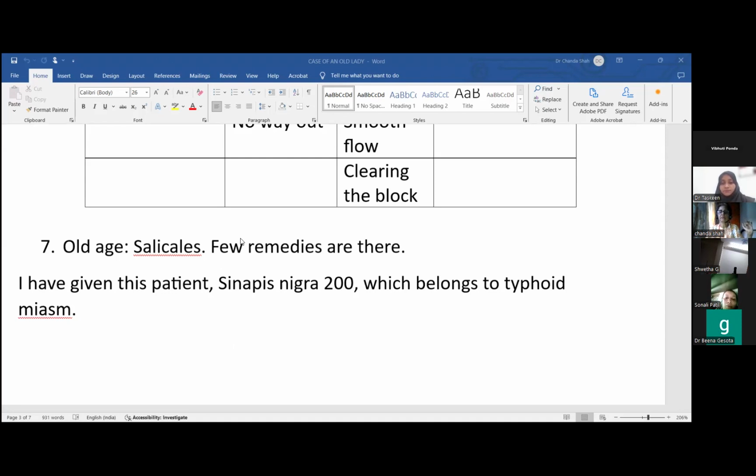Magnesium is row 3. Love, care, but magnesium won't be as developed like this lady. This lady is very mature.